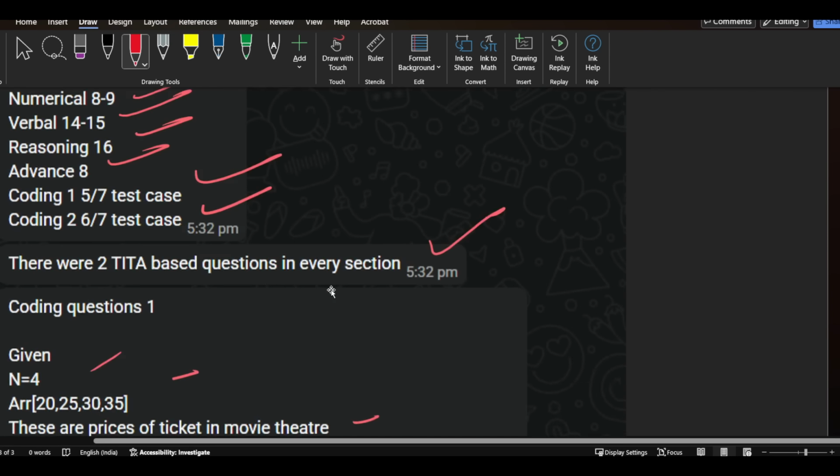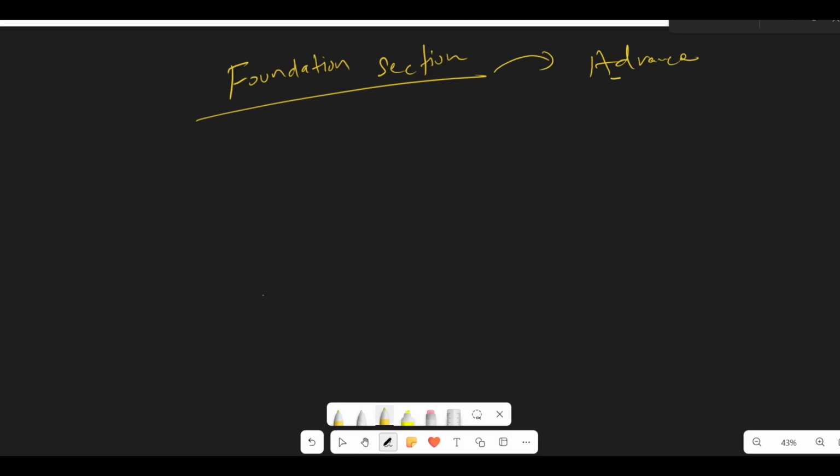So I wanted to talk about this shift first, about the foundation section. All of you know that we should clear the foundation section, and only after clearing the foundation section will your advanced section be judged. This is the important thing. The main important thing is the change in this particular shift which I wanted to discuss.